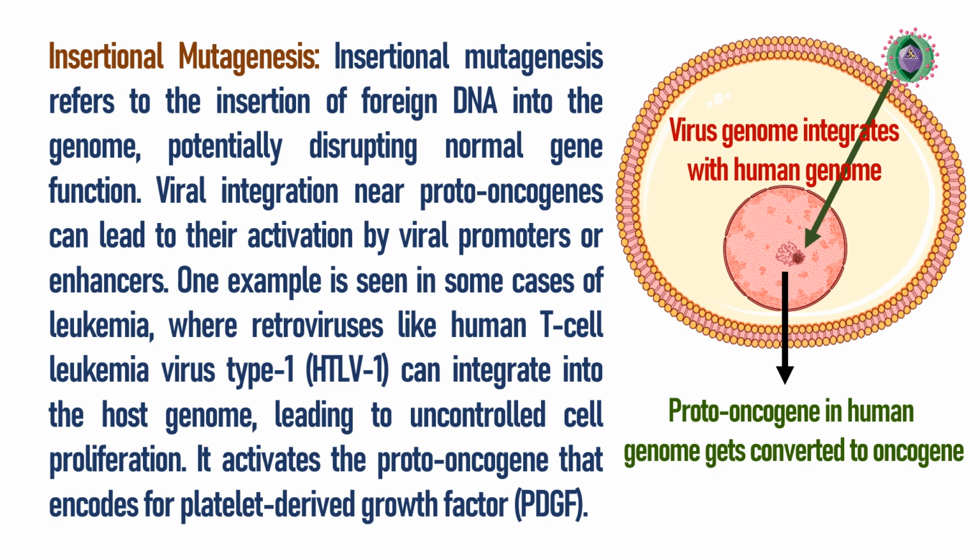One example is seen in some cases of leukemia, where retroviruses, like human T-cell leukemia virus type 1, can integrate into the host genome, leading to uncontrolled cell proliferation. It activates the proto-oncogene that encodes for platelet-derived growth factor. This is one of the ways by which viruses can cause cancer. Of course, not all viruses are oncogenic.